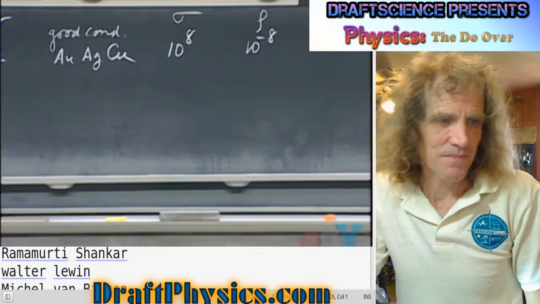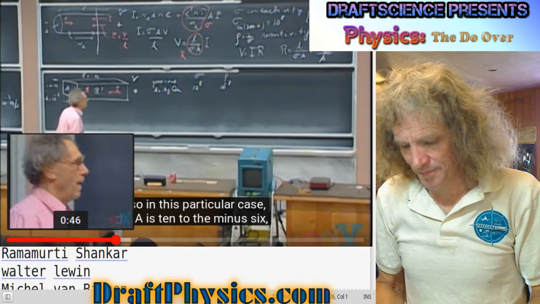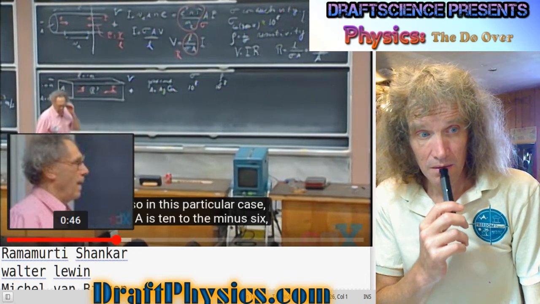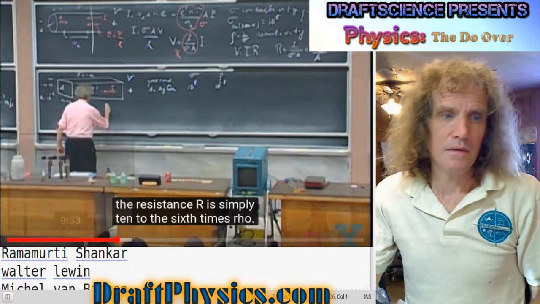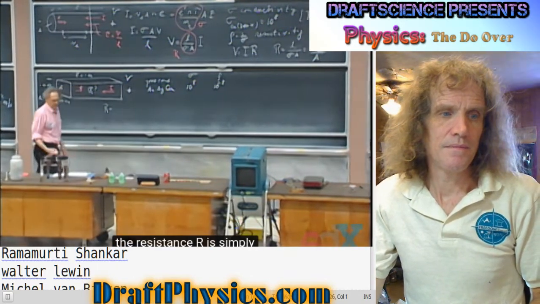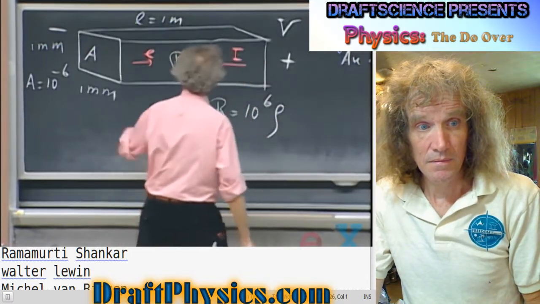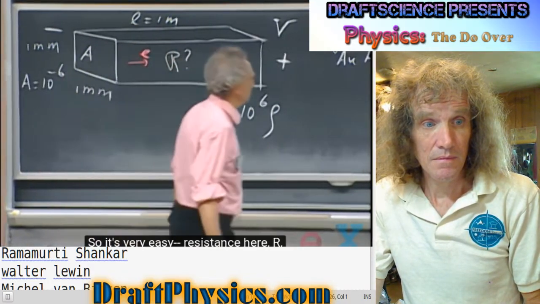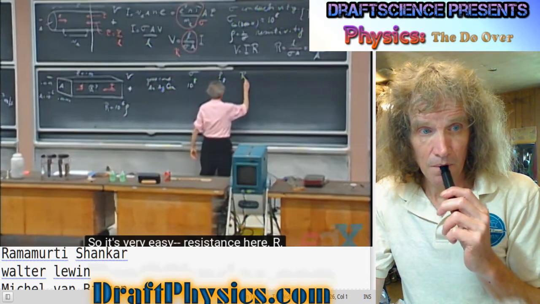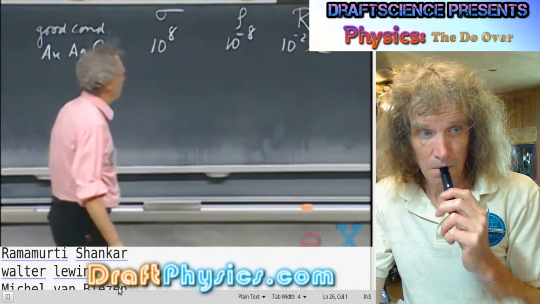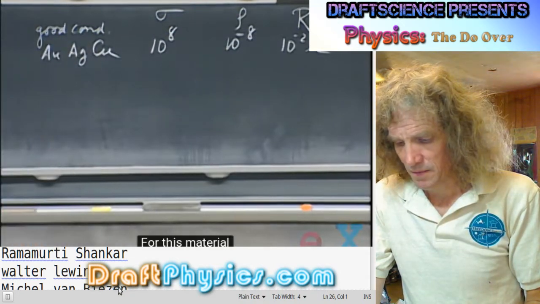In this particular case, since A is 10 to the minus 6, the resistance R is simply 10 to the 6 times rho, because L is 1 meter. So it's very easy. The resistance here, R, is 10 to the minus 2 ohms. 1/100 of an ohm, for this material, if it were copper.